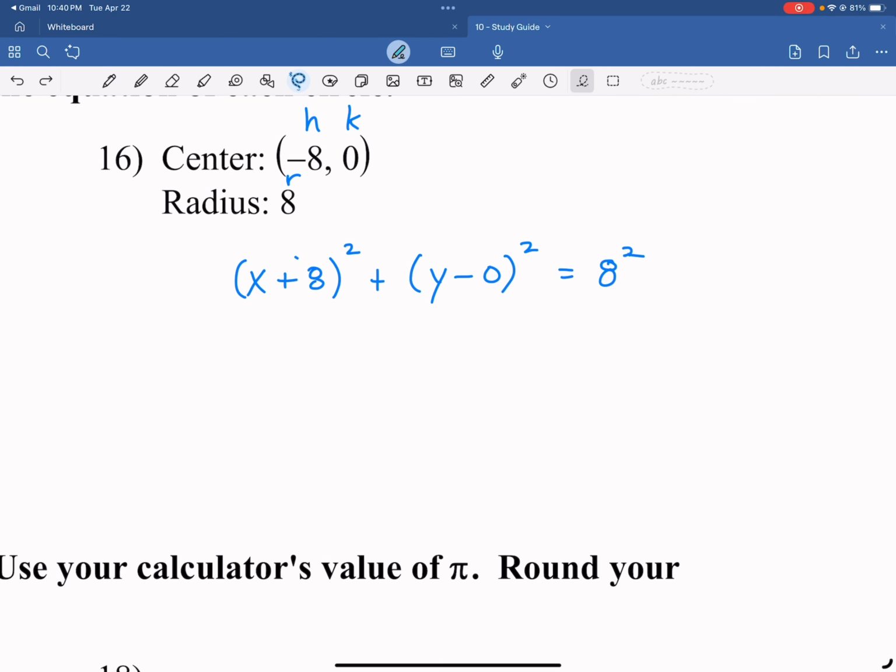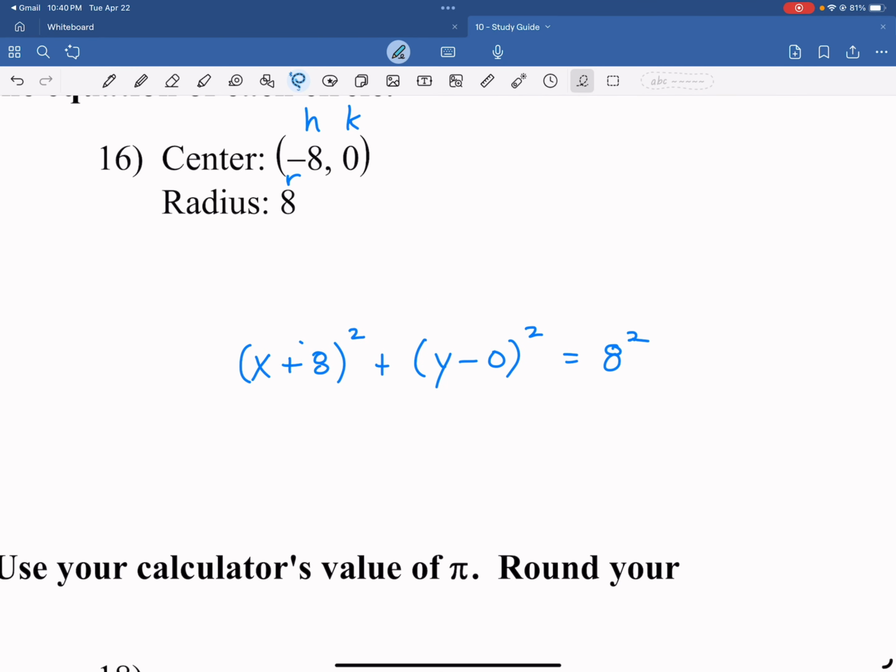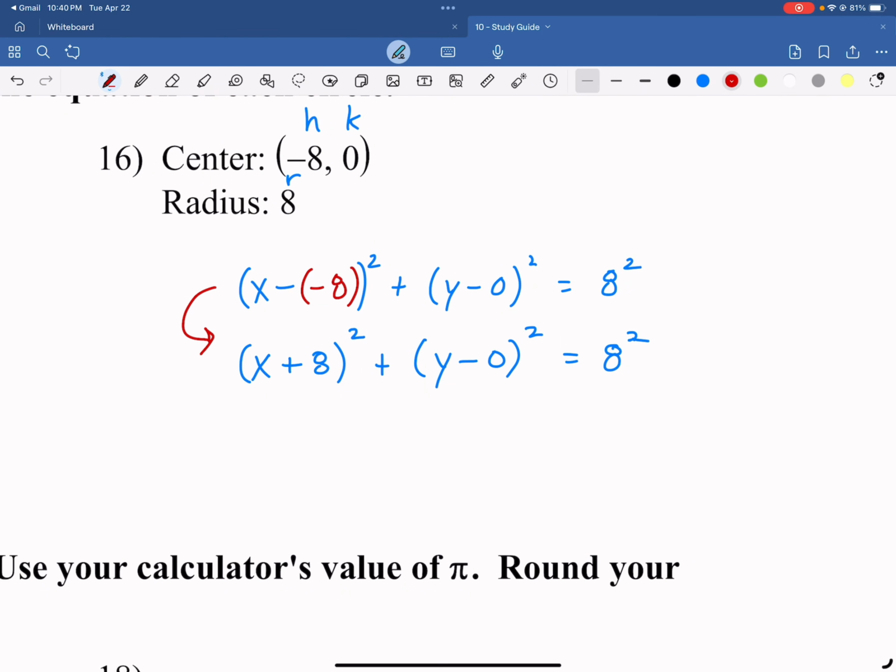If you're not pro, again, I'm just going to quickly go back. This is like saying x minus negative 8 squared plus y minus 0 squared equals 8 squared. I'm too lazy to color code it. But anyways, that's how you get from here to here, right? And so one more step, x plus 8 squared plus y squared, no more parentheses necessary. 8 times 8 is 64. This would be your equation.